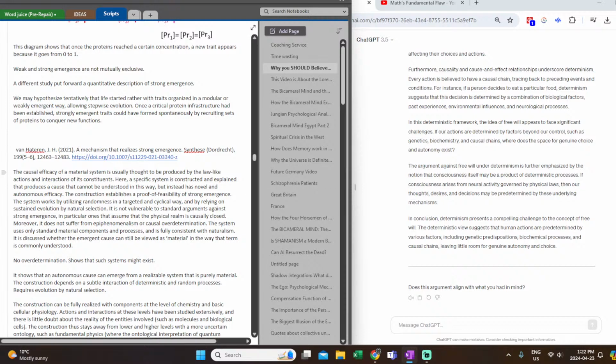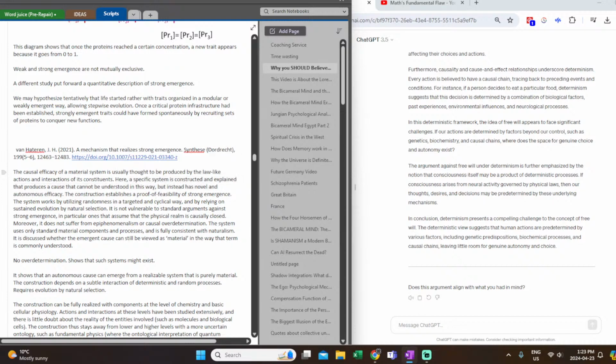The causal efficacy of a material system is usually thought to be produced by the law-like actions and interactions of its constituents. Here, a specific system is constructed and explained that produces a cause that cannot be understood in this way, but instead has novel and autonomous efficacy. So hold on, he's saying that he shows there's a way to create this thing that has an effect upon this system that exists within the system, but is also not being caused by its constituents. It arises somehow in a different manner than just adding up the constituents.